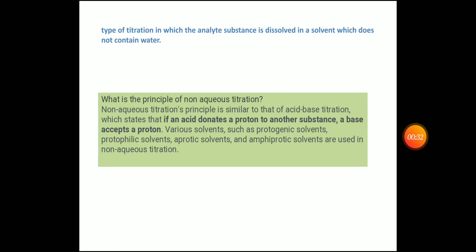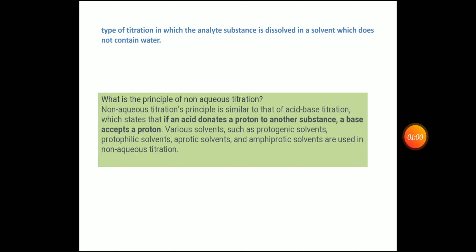This type of titration is one in which the analyte substance is dissolved in a solvent which does not contain water. See, the name indicates non-aqueous. Aqueous means water, non means no water. So solvents other than water are included in this chapter, and we can call this non-aqueous titration.